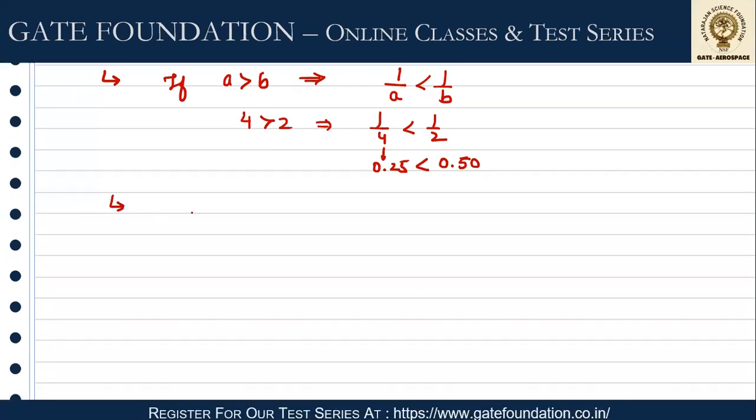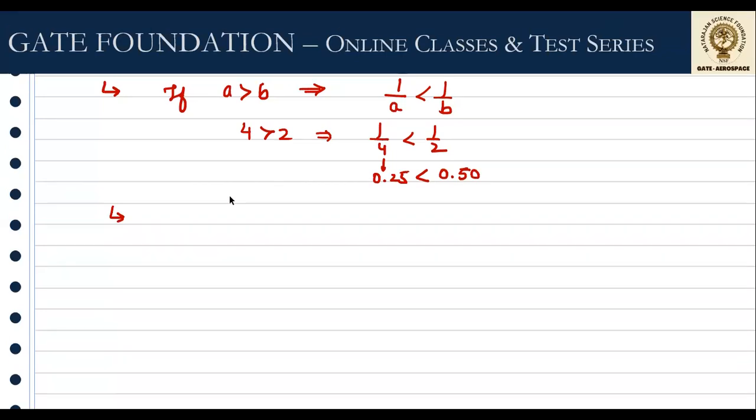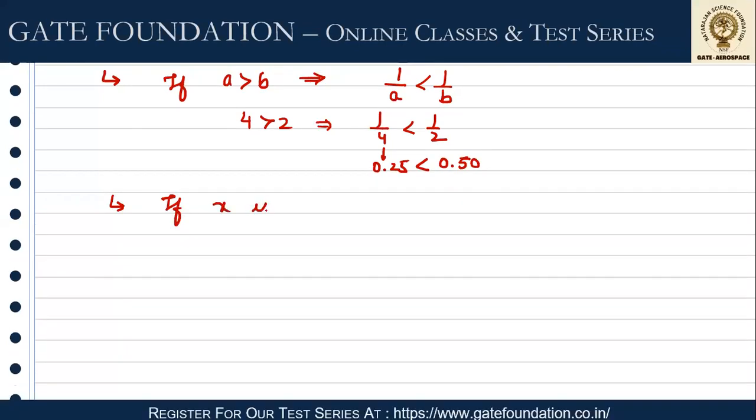Another important result: if x is a positive number, and a is less than b, in that case, a by b becomes less than a plus x upon b plus x.